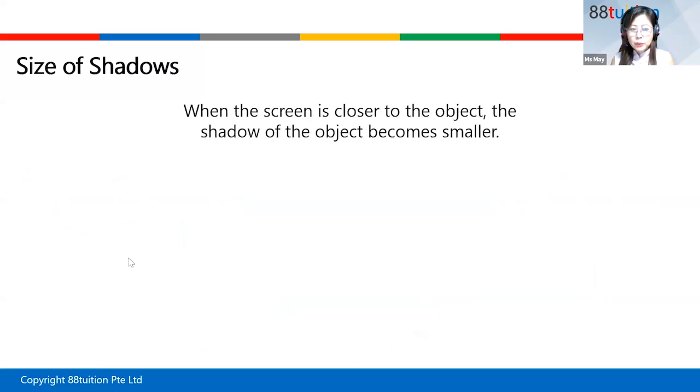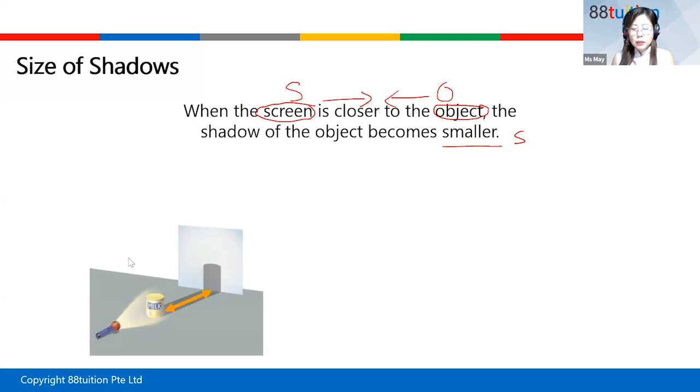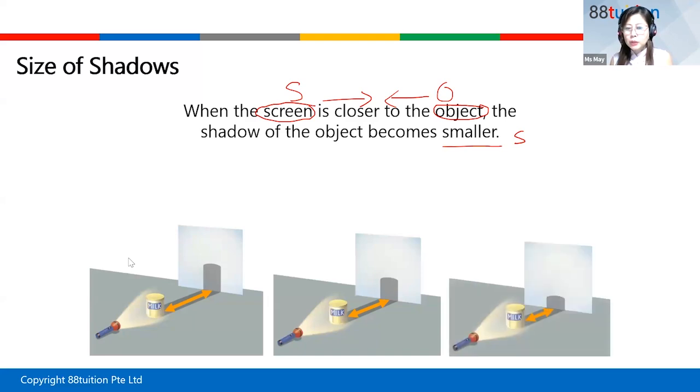So this is my SOS. When the screen and the objects are close together, I get a small shadow, right? So SOS. When you move the object closer to the screen, less light is blocked. So when less light is blocked, the shadow actually gets smaller.